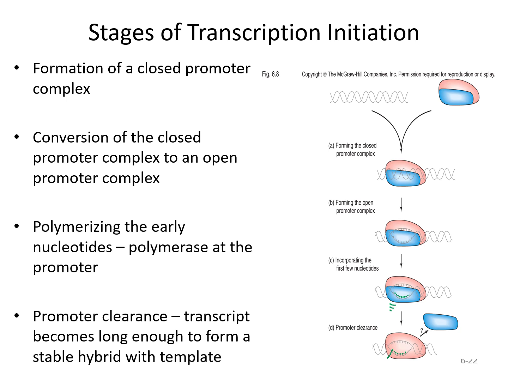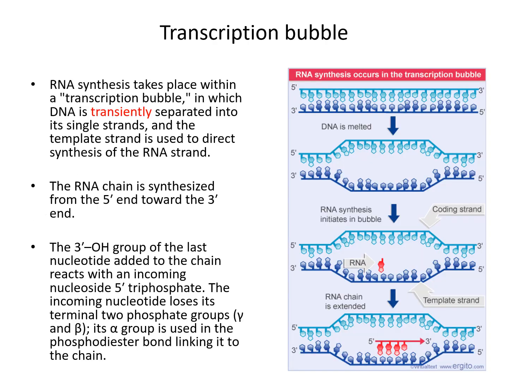And within the transcription bubble are the 9 most recently added ribonucleotides of the RNA transcript. So the transcription bubble is basically where the DNA double strand is transiently separated into single strands, so that the RNA polymerase can use the template strand to synthesize RNA. So that's the transcription bubble.